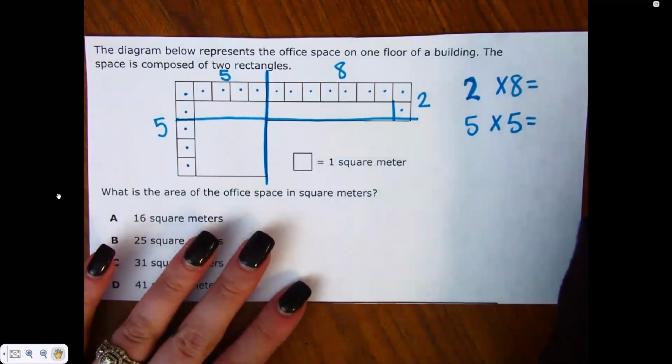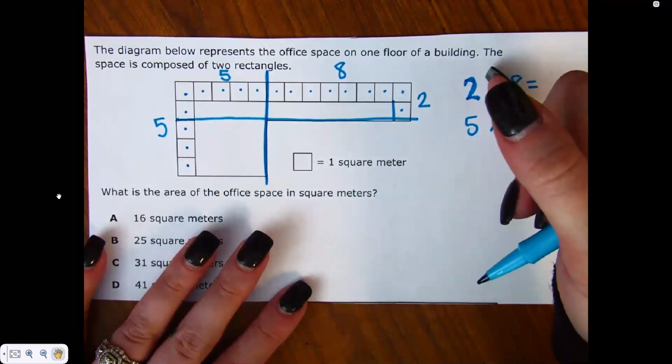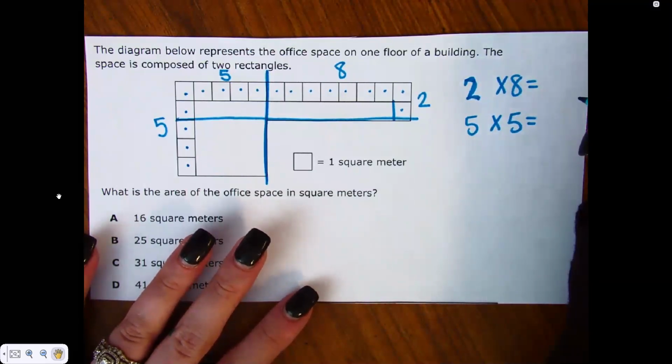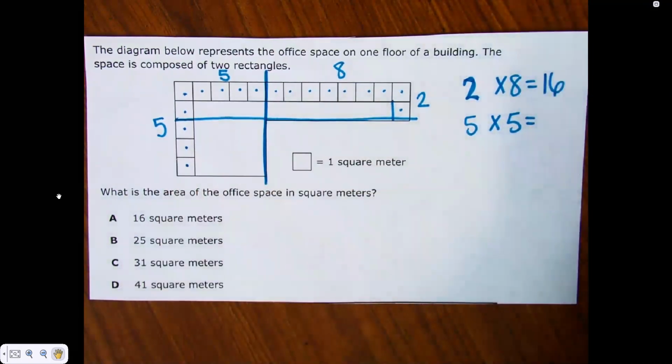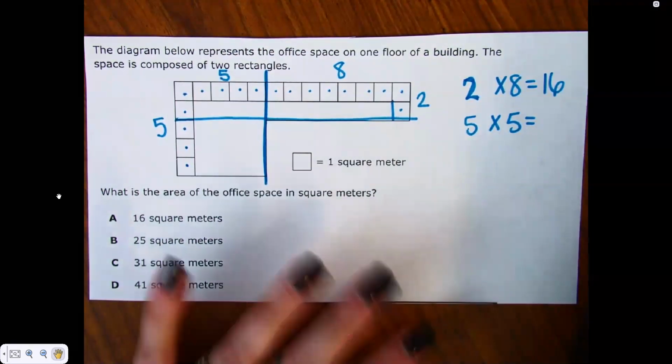All right. So now, let's see. Zane, what's 2 times 8? 16. Okay. And let's see. Tony, what's 5 times 5? 25.